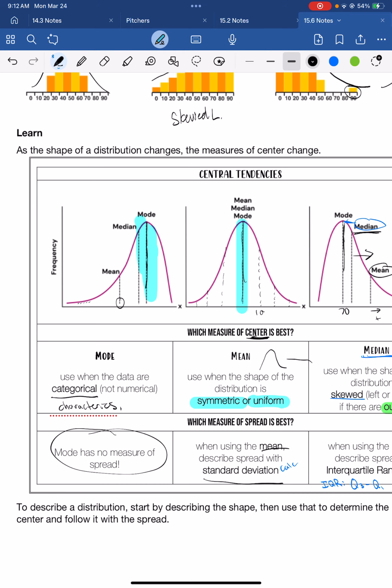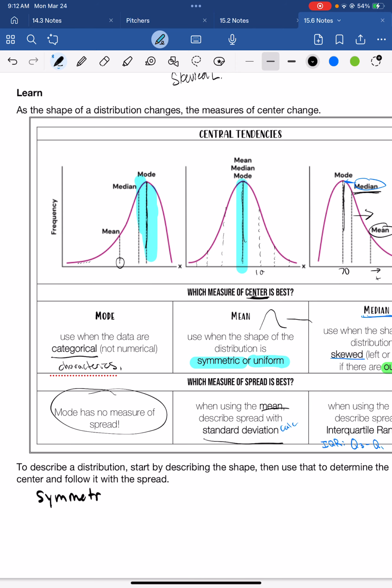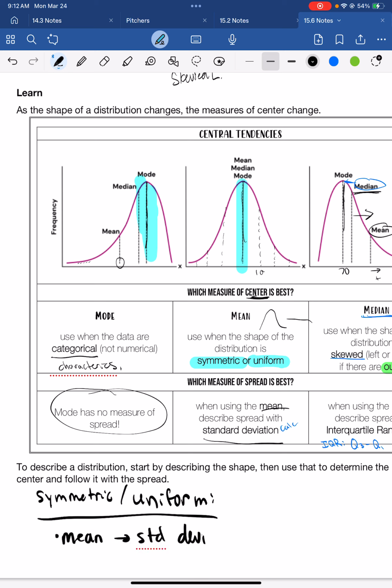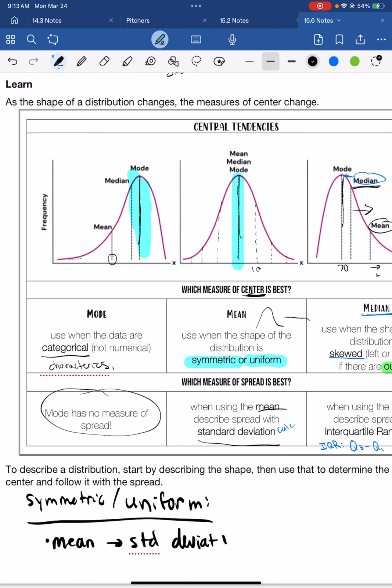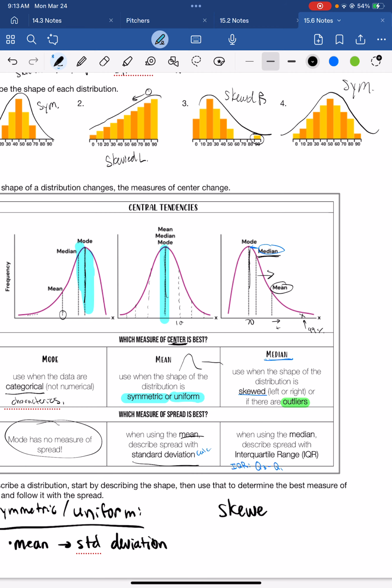We need to know, to narrow it all down, when it is symmetric or uniform, we are going to use the mean, which in turn means that we're going to use standard deviation.